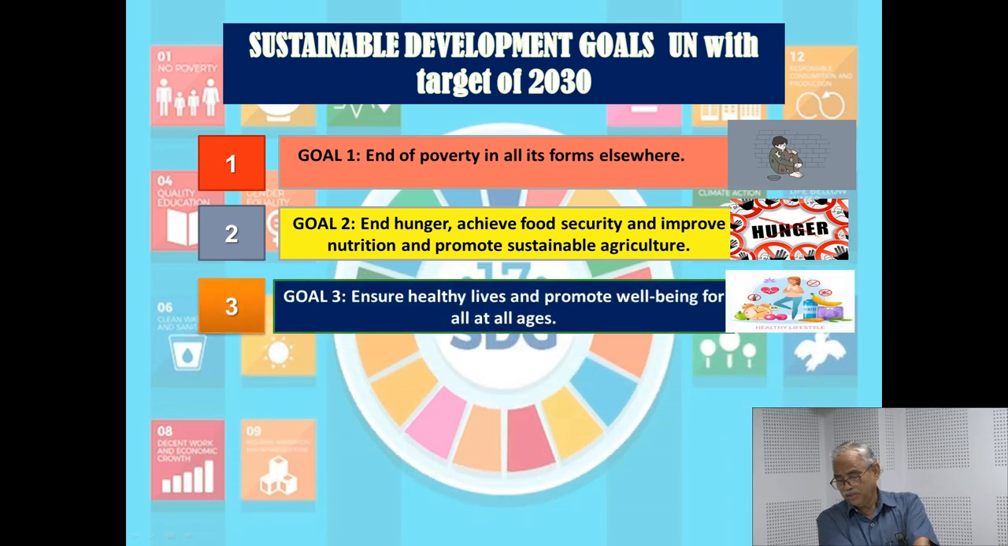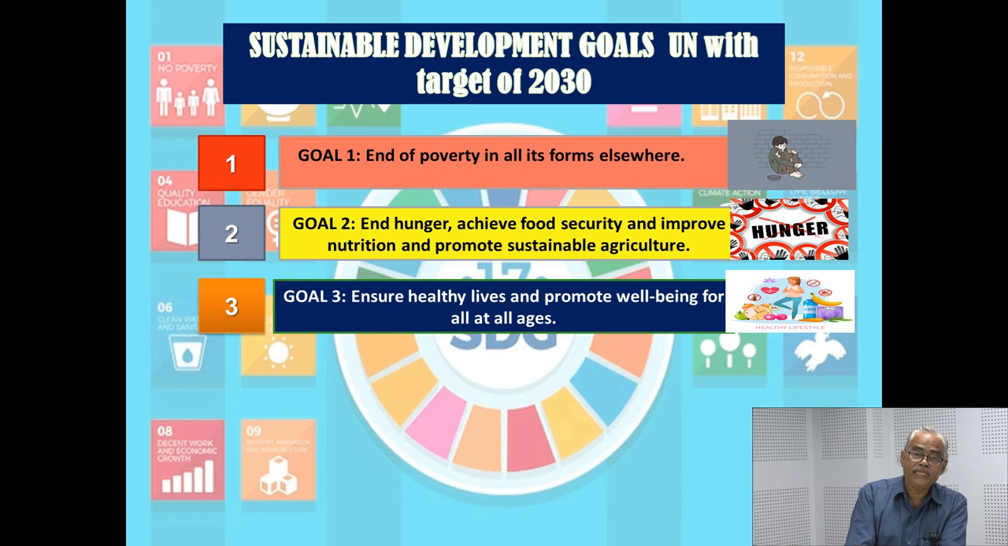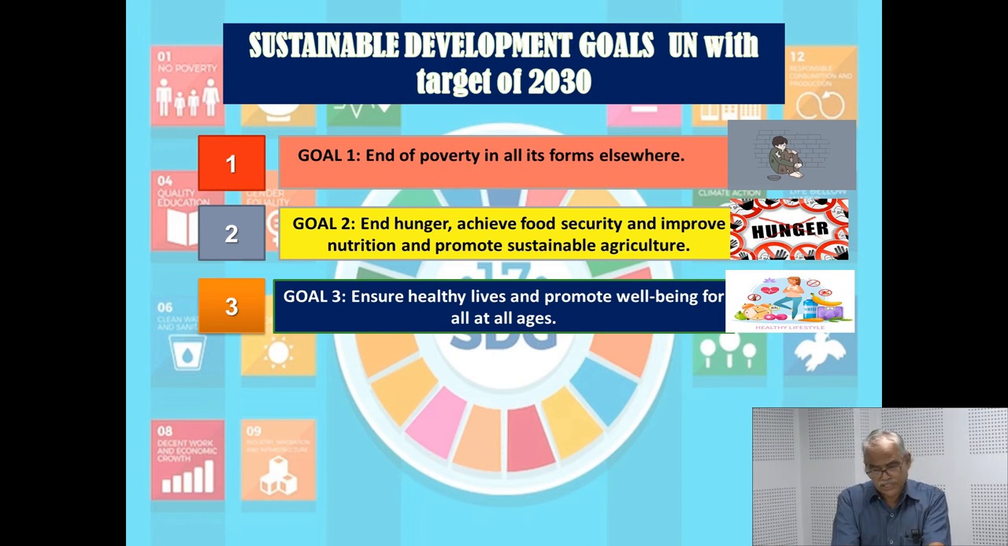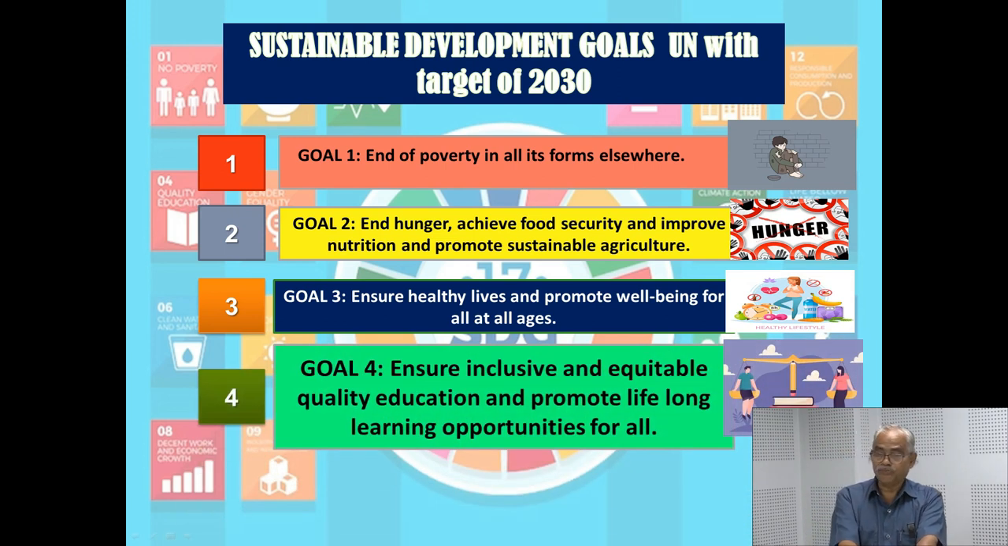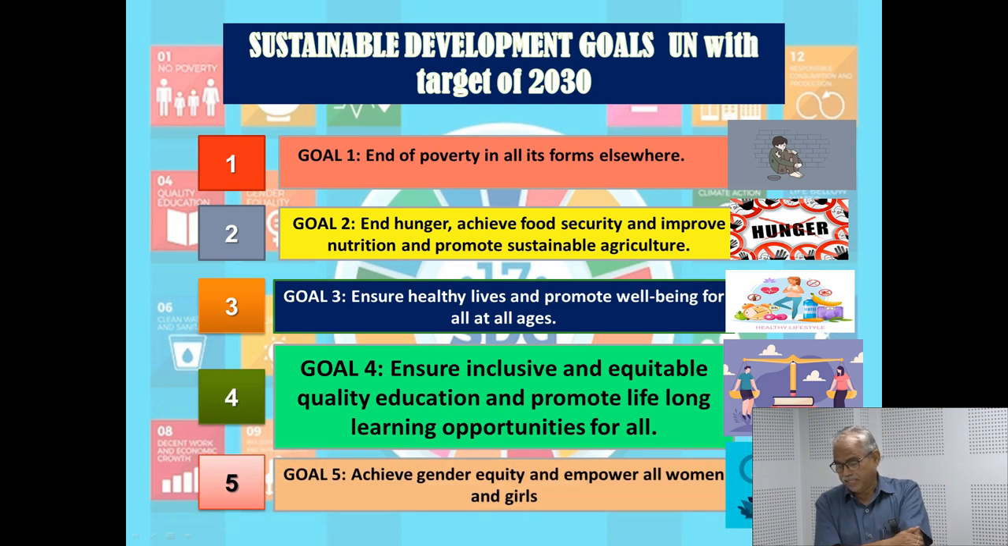Goal four is related to our own field, that is quality education, to ensure inclusive and equitable quality education and to promote lifelong learning and quality education at every stage of life for every human being. And the fifth one is very much linked with the fourth one, that is equity and abolishing gender bias and gender discrimination, to achieve gender equity and empower all girls and women.